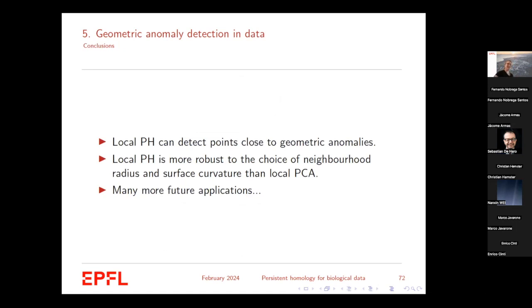Okay, so local persistent homology can detect points close to geometric anomalies. It can be helpful for selecting landmarks, and it's more robust to the choice of neighborhood radius and surface curvature than local PCA is. And I'm sure that there are many more future applications that we're yet to see. So geometric anomaly, you just mean self-intersections? Intersections and boundaries, yes, just singularities.